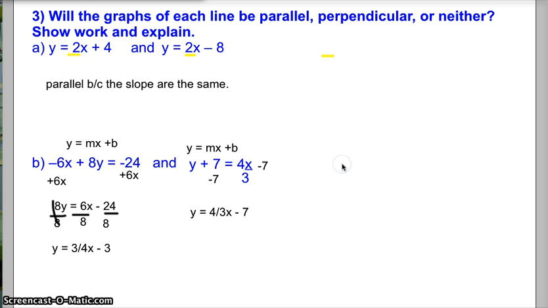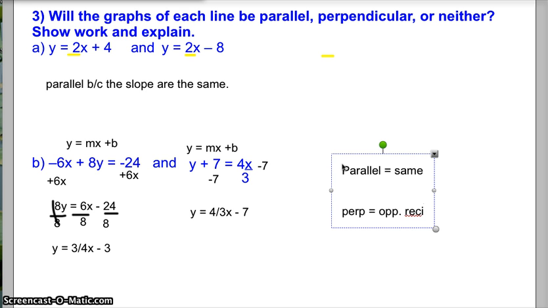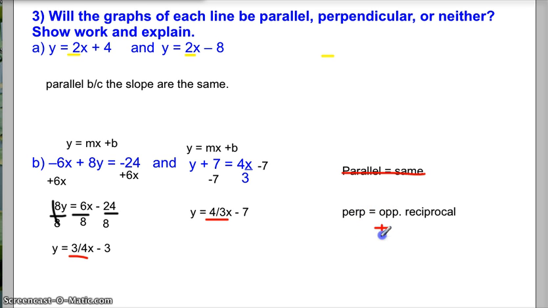So we're determining, will the lines be parallel, meaning they're going to have the same slope, or will they be perpendicular, meaning they're going to have opposite reciprocal slopes. The slope of this first one is 3/4, and the slope of the second one is 4/3. They're not parallel. In order to be perpendicular, they need to be opposite, meaning one has to have a positive value and the other has to have a negative. Both of these have positive values, so they're not opposite.